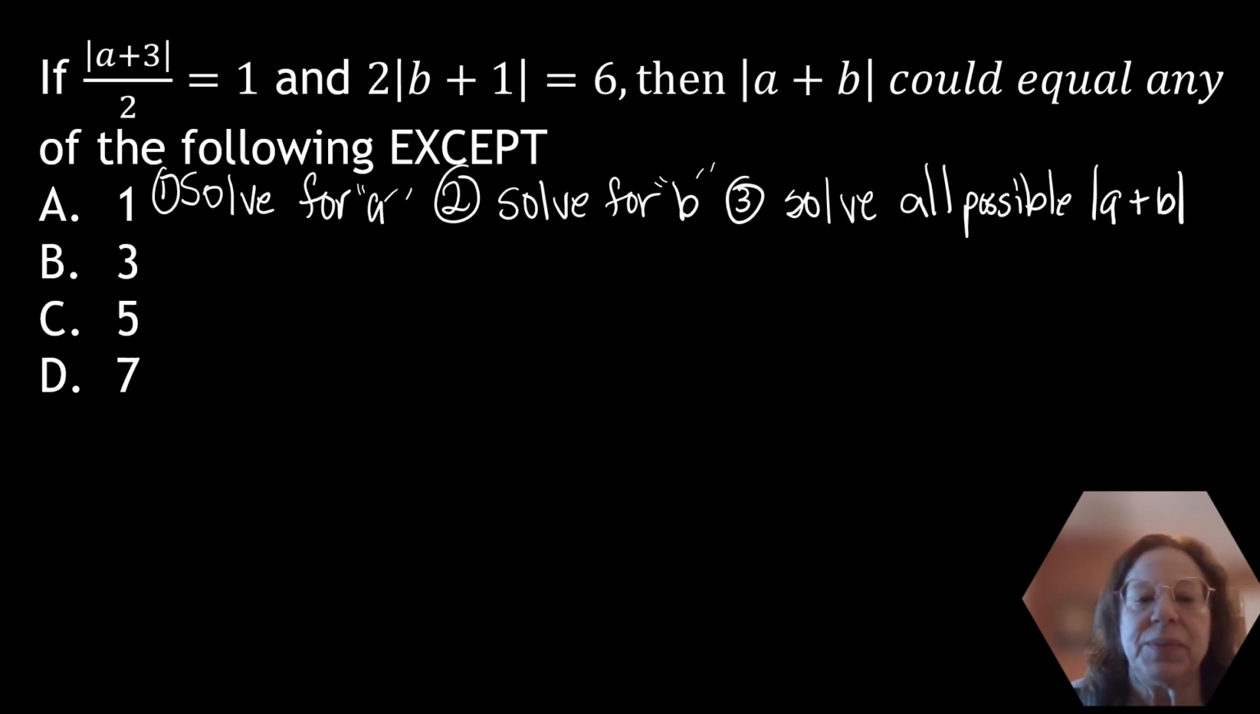All right, so here's our plan. Number 1, we're going to solve for a. Number 2, we're going to solve for b. And number 3, we're going to solve for all possibilities of the absolute value of a plus b.